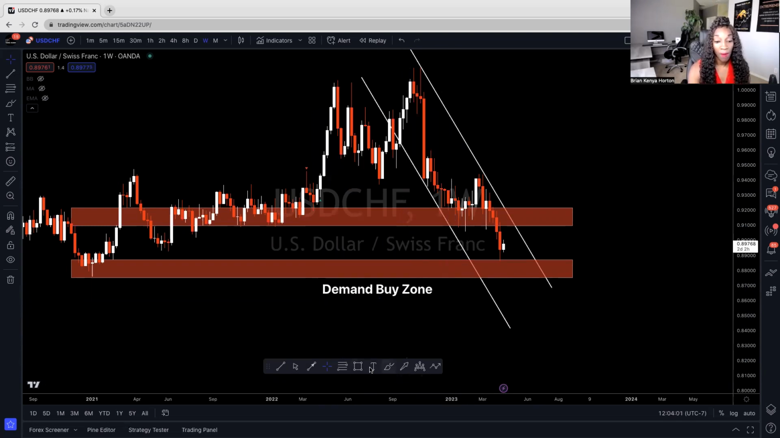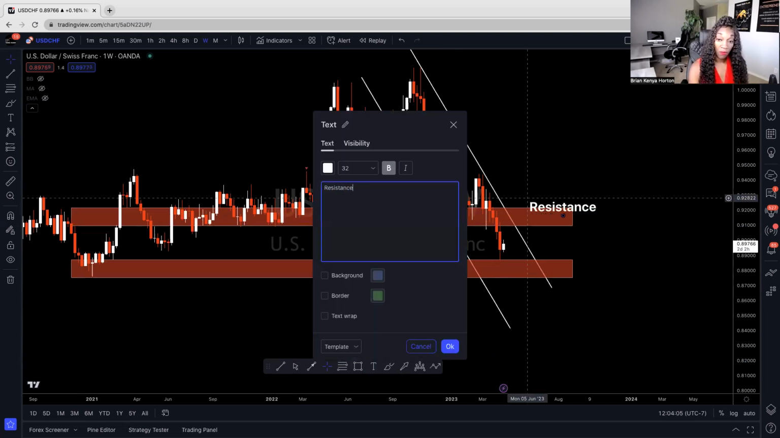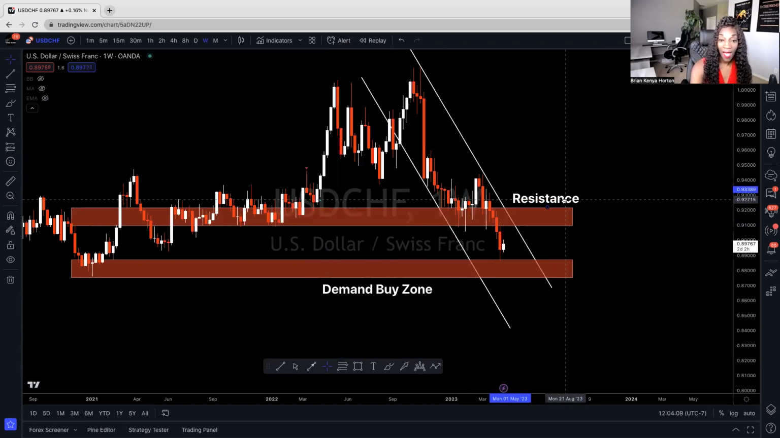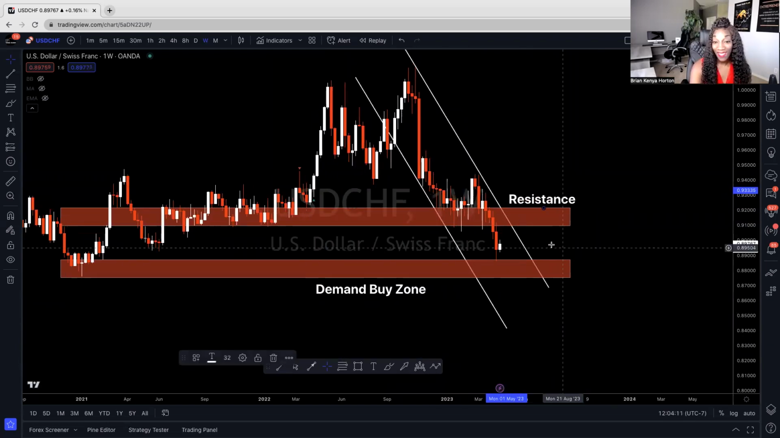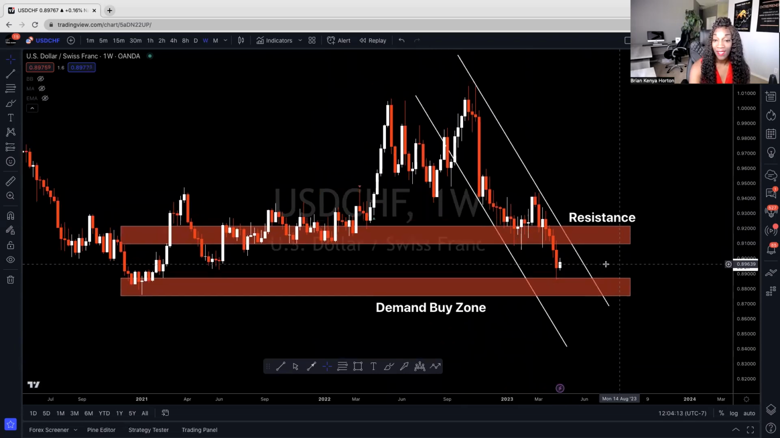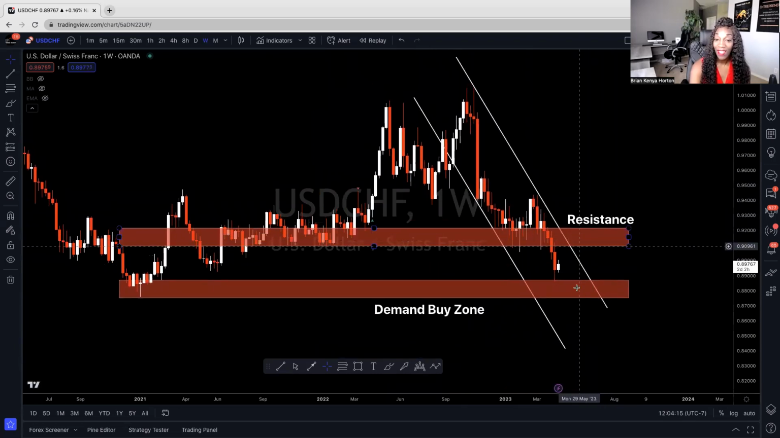And I'm just going to mark our weekly resistance. So here is our weekly resistance right in this area. Notice that I don't have 5 or 8 lines or zones on my chart. I simply have a sell area and a buy area. That's it. You don't need to have a bunch of zones on your chart. It's just going to confuse you and cause you to second guess yourself, and you don't want to do that.